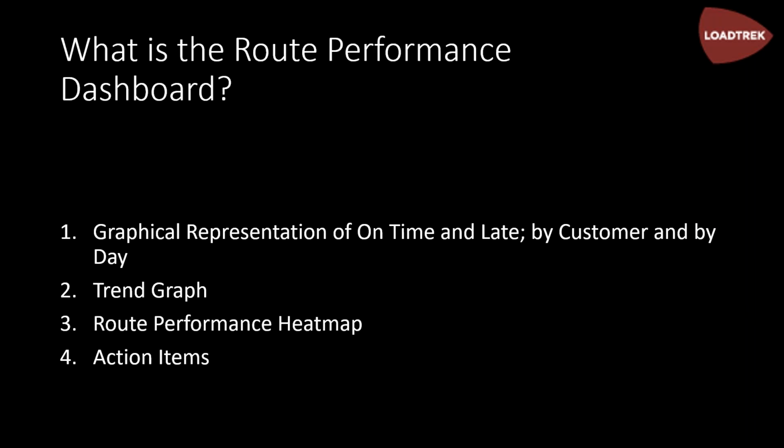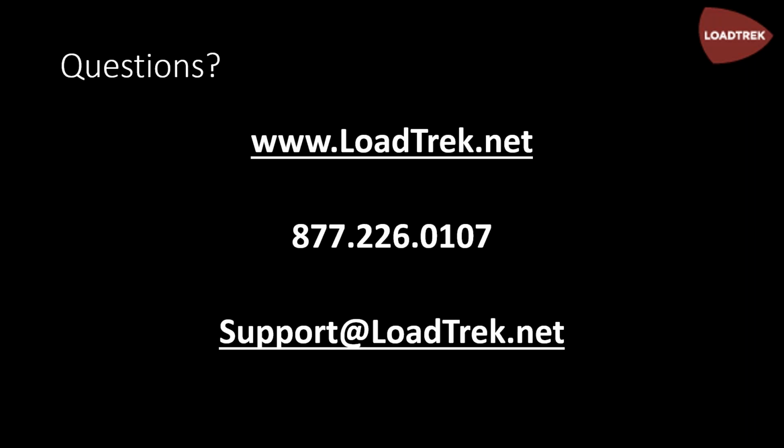4 different areas in the route performance dashboard: the graphical representation of on time and late by customer and by day, the trend graph that shows whether we're improving or declining, the route performance heat map, which gives you that colorful graphical representation by day and by customer, where our problem areas and our good areas are, and then any action items.